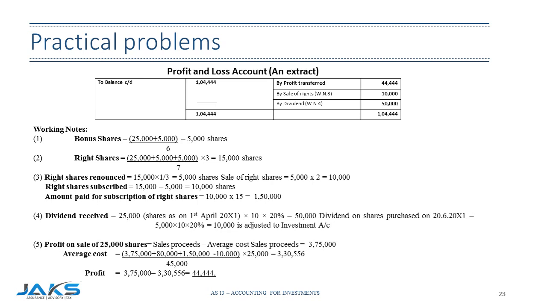Then, we had 45,000 shares in all. But now, we sold 25,000. So value of these 25,000 shares equals 595,000 into 25,000 divided by 45,000. So we get ₹330,556. So we have a profit on this sale, because our sale price is higher than the cost of purchase. That is, ₹375,000 minus 330,556, which equals 44,444, the profit on sale.